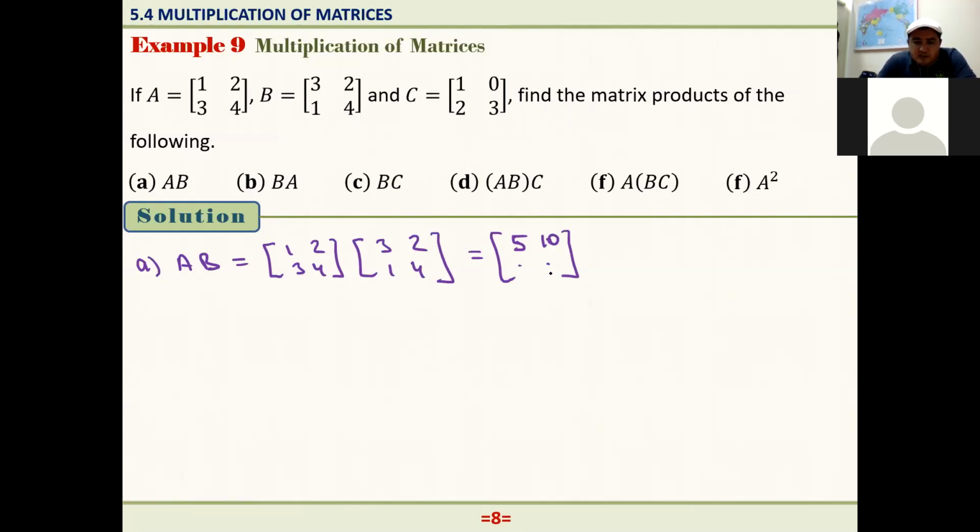To write the entries of the second row, we need to multiply the second row by each column. So 3 times 3 is 9, plus 4 times 1 is 4. The sum is 13. And 3 times 2 is 6, plus 4 times 4 is 16. So 16 plus 6 is 22.